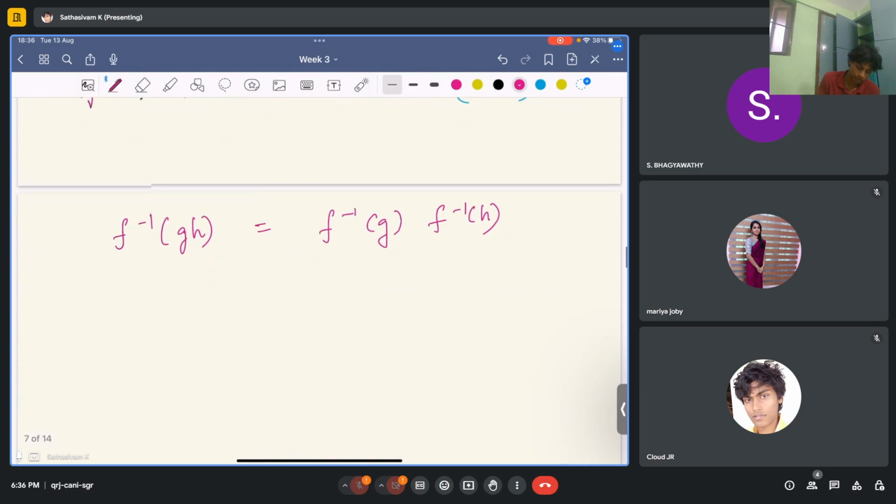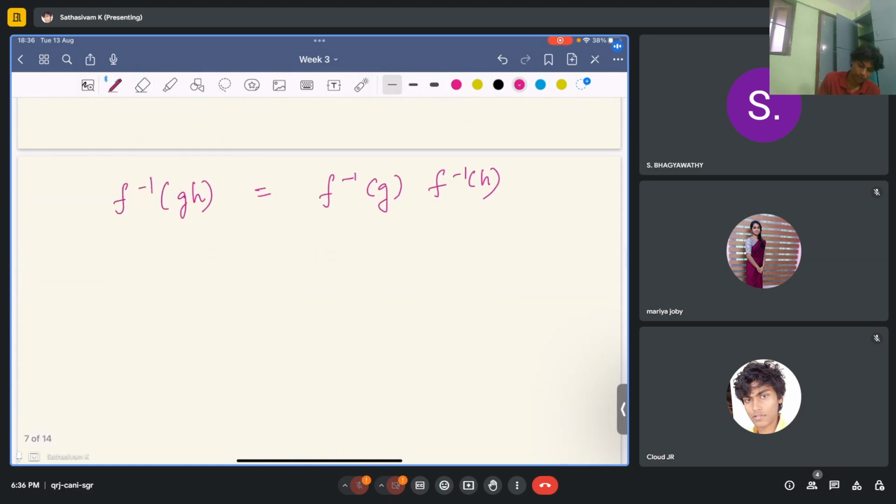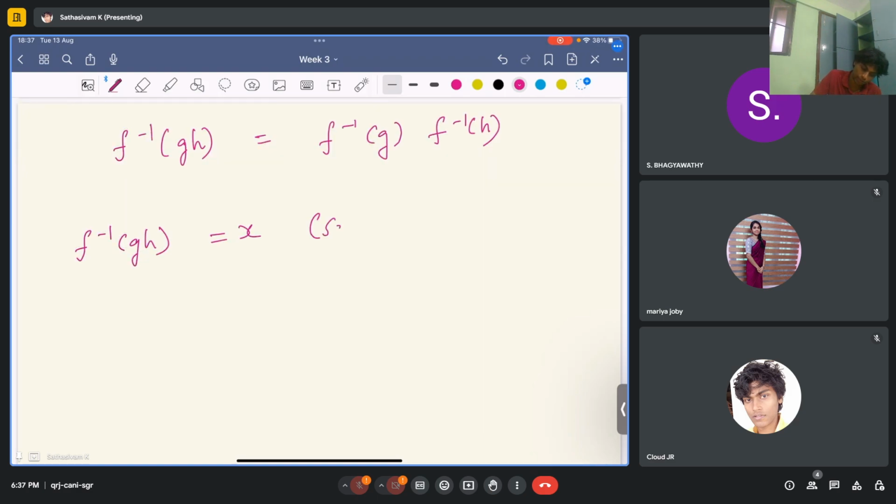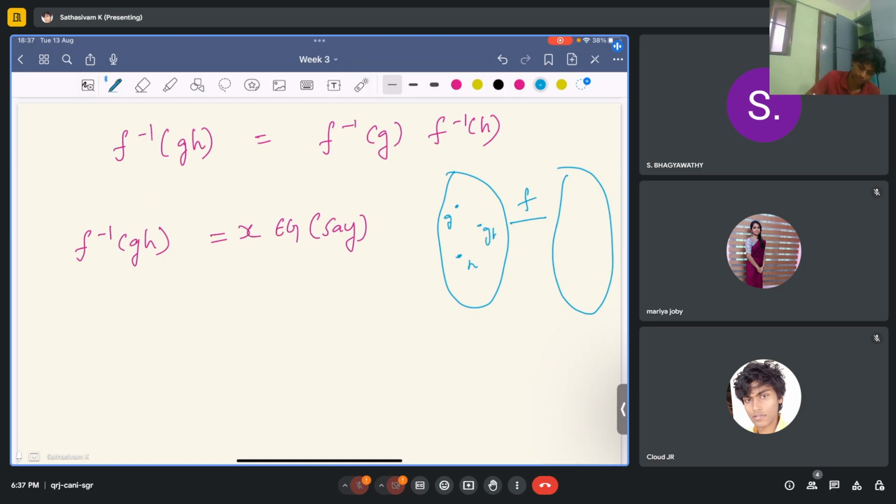So, okay, what is F inverse of GH? So let's say F inverse of GH is some X. Okay, so what is the property we have about that particular X? Say some X, and it belongs to G. If you want, I can draw a map here just to visualize. So here you have F here. Let's say we have 3 points, G, H, and GH.